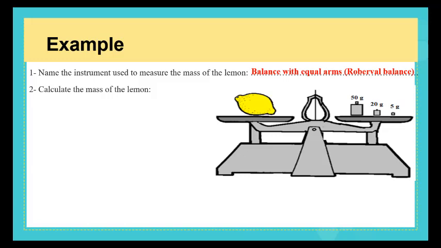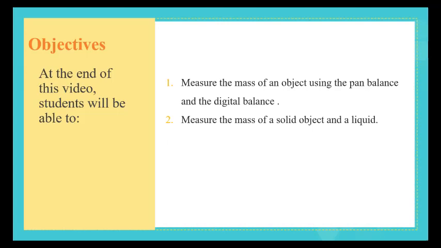First of all, you have to pay attention that the arms of the balance are equal. Then add the masses that are placed on the second arm, 50 grams plus 20 grams plus 5 grams to give 75 grams. Then the mass of this lemon is equal to 75 grams. This is all about measuring the mass of a solid body, that could be by using the digital balance or the balance with equal arms.